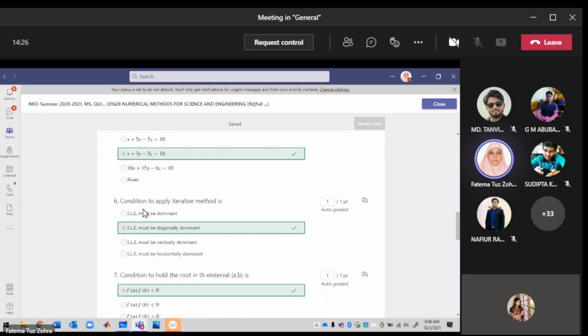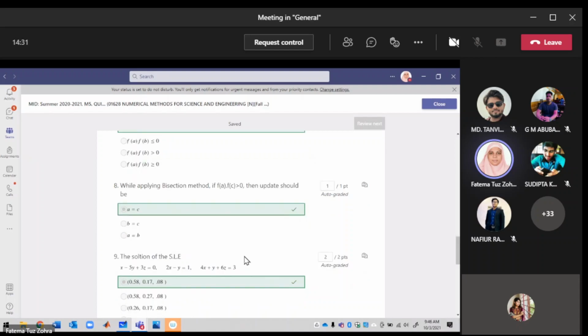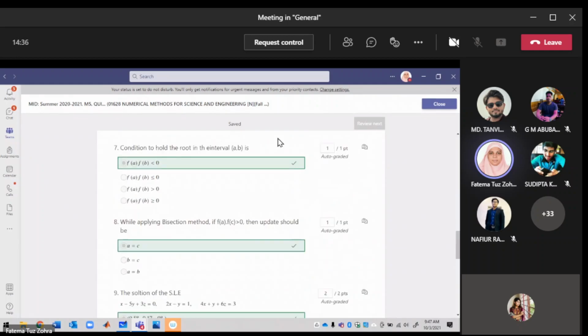Then the condition to apply the iterative method is that the SLE must be diagonally dominant. Then we have the condition for where the root lies. So the root lies in the interval when f of a into f of b is less than 0. When we apply the bisection method and f of a into f of c is greater than 0, the update should be equal to c.